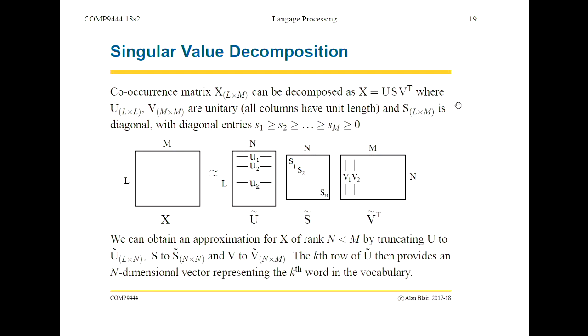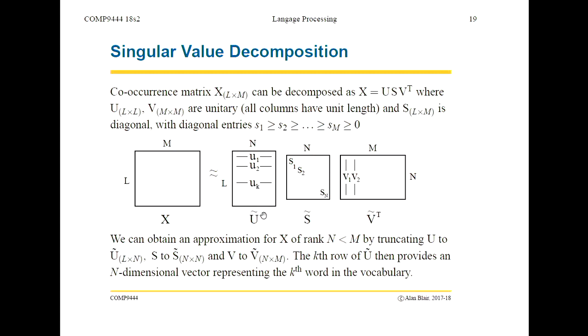Okay, so in general, in the singular value decomposition the matrices would have that size there. But what we want is an approximation to X of lower rank. So we choose some number n less than m, and we truncate these matrices.